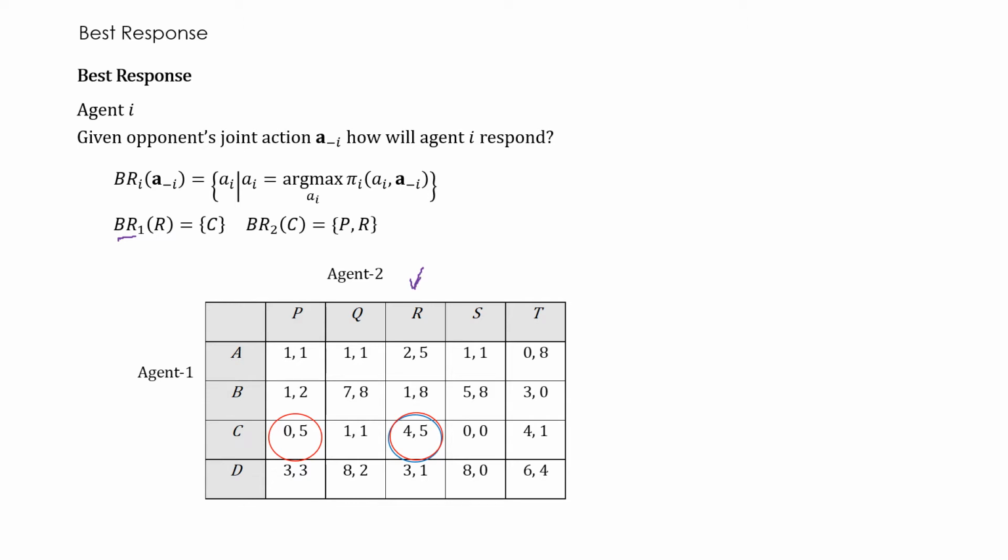It's this blue circle here. I know the red circle is overlapping that. And the best response of agent 2 to C is P and R. These are the two red circles. Now here, the best response of agent 1 and best response of agent 2 coincide here. And so this is the Nash equilibrium point.